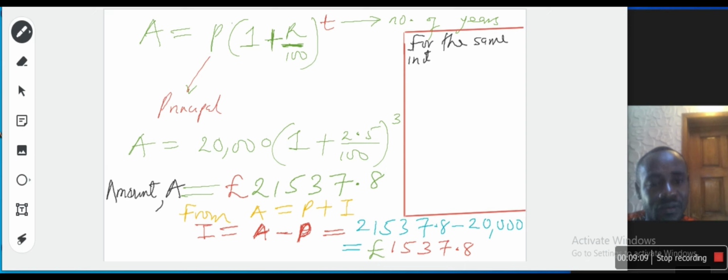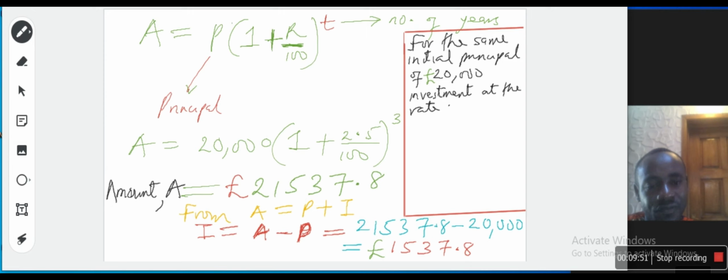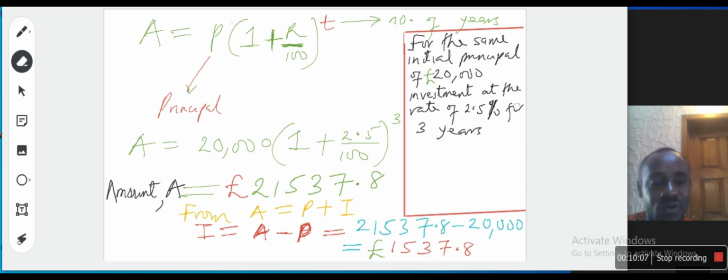For the same initial principal of £20,000 investment at the rate of 2.5% for 3 years, let's see what the simple interest would have been, just a simple one that you don't have to be compounding. So you see how it differs.